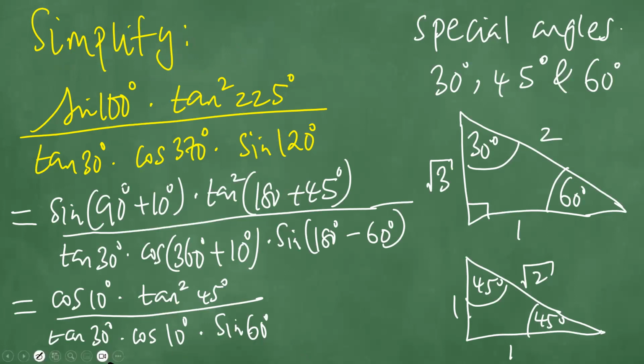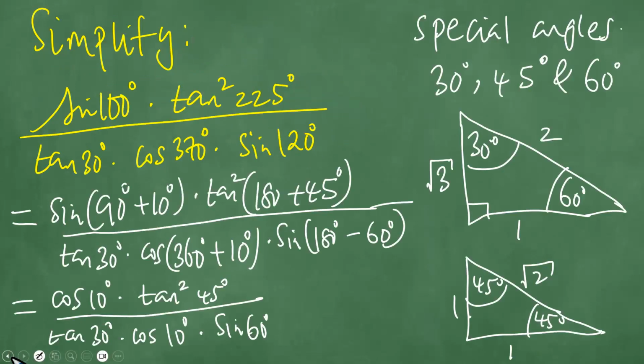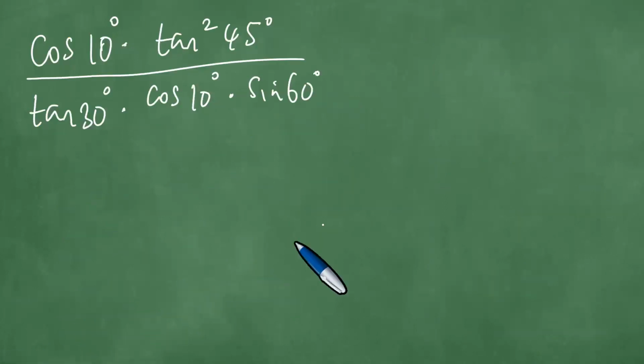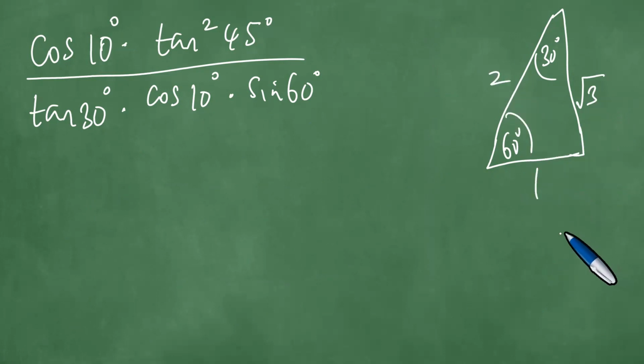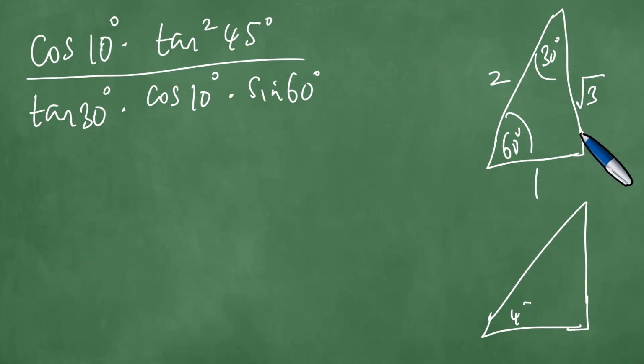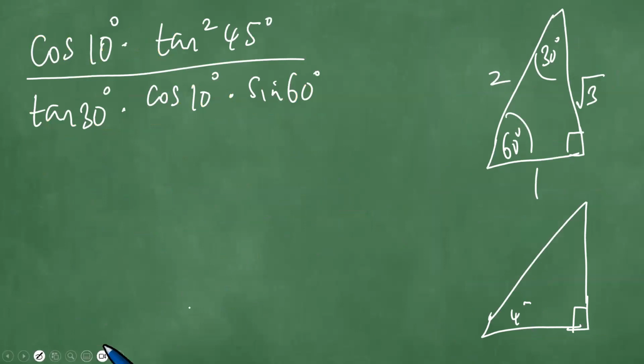Cosine 10, sine 60. And our old friend of these special angles, the 45 degree special triangle. This is 90 degrees here, 45 degrees, 45 degrees, square root of 2, 1, 1. Now the 45 degree triangle is there.